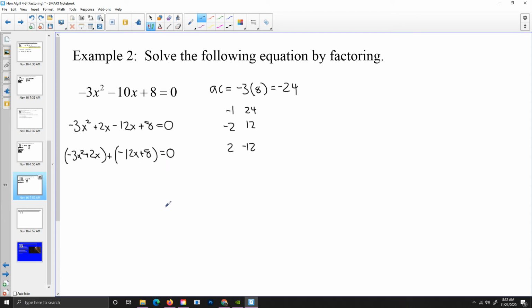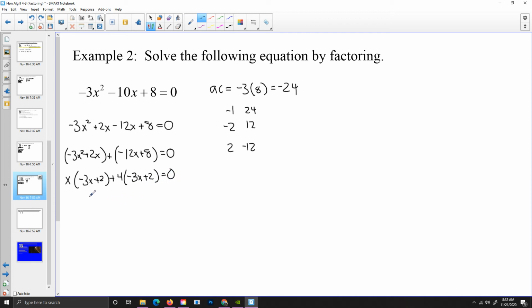Just to be clear. So I look at this first group, and in this first group, the greatest common factor is going to be x. So I'm going to factor out an x. That'll leave me with -3x plus 2. And when I look at this second group, the greatest common factor is going to be 4. So when I factor out 4, I'll get -3x plus 2.